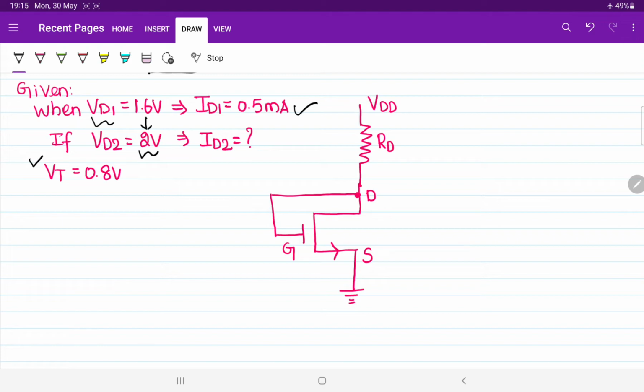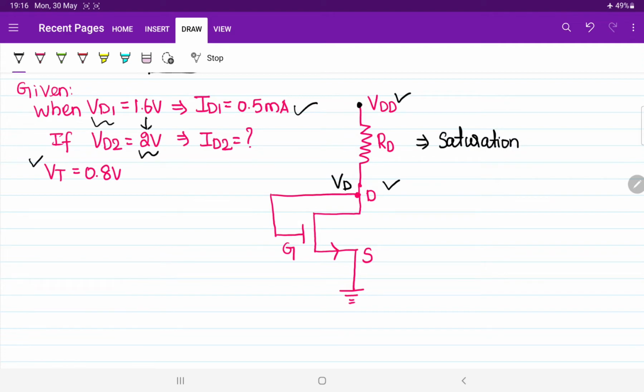The first thing you have to observe here is that VDD and VD are not the same. VDD is the supply voltage and it is fixed here, as clearly indicated in the question. VD means the voltage at the drain terminal, so here we are going to vary the value of VD. And one more thing: tell me the region of operation. Whenever you observe that the gate and drain terminals are shorted together, immediately you have to say that the region of operation is saturation. So you know the region of operation is saturation.